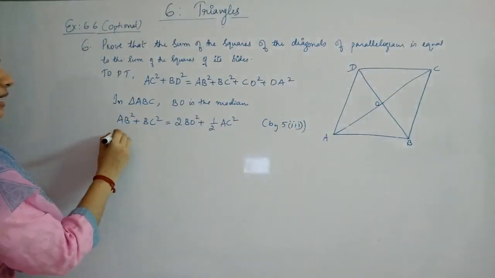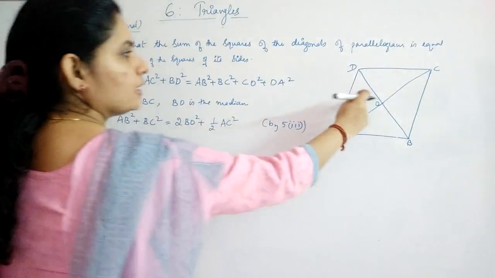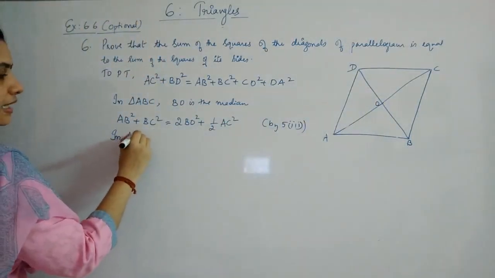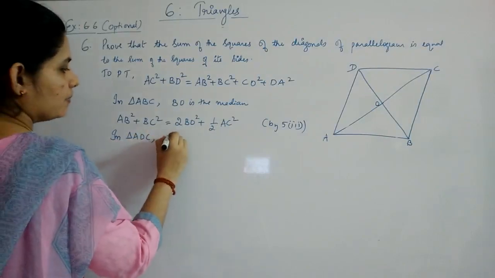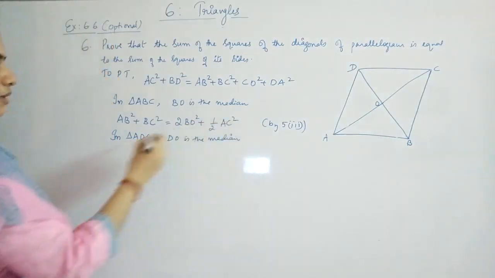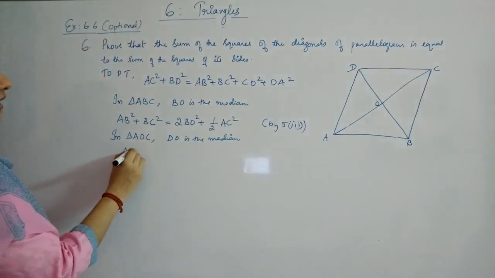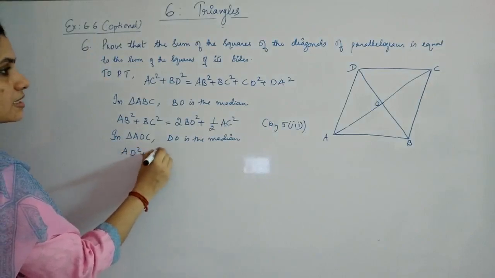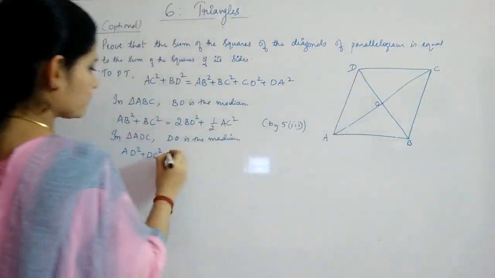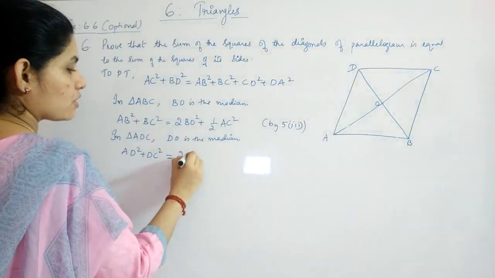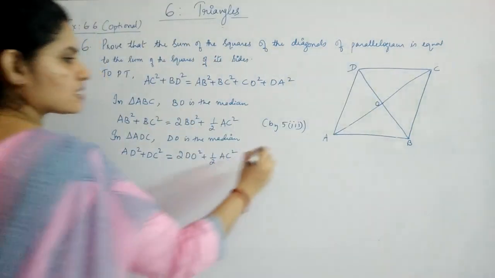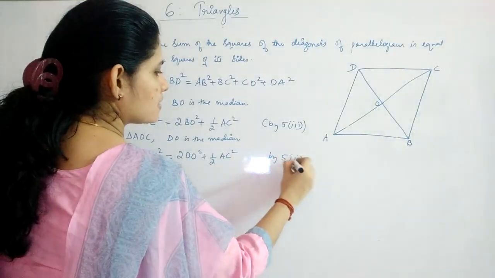Okay, now again I am taking another triangle, that is the other one. Here DO or OD is the median. Okay, so in triangle ADC, DO is the median. And applying the same result as above, we will get AD square plus DC square is equal to how much? 2 times DO square plus half of AC square. This is also by the same result.